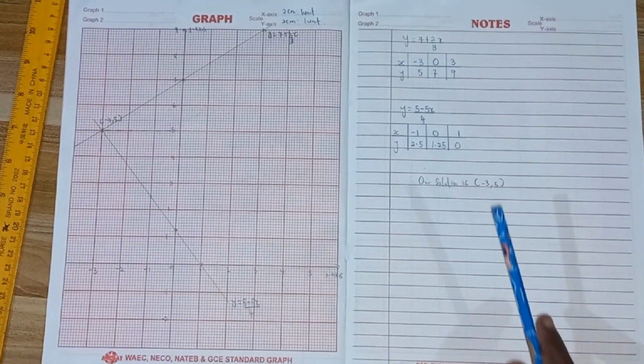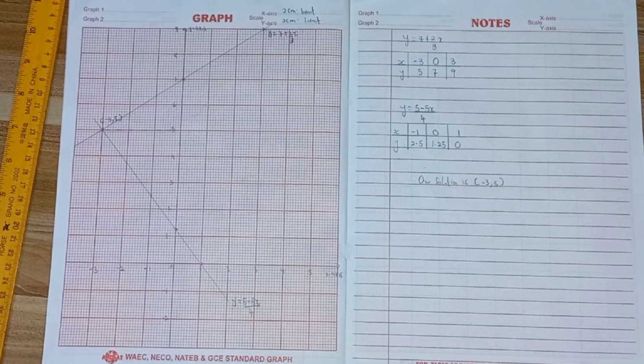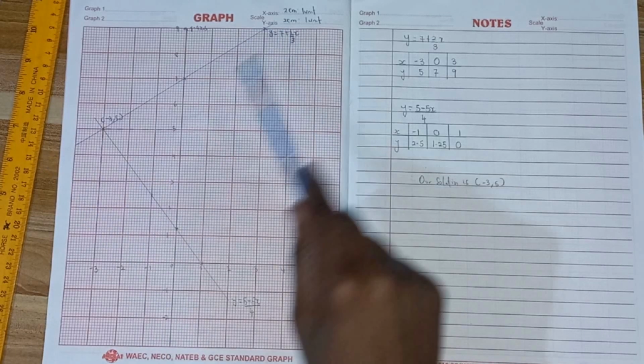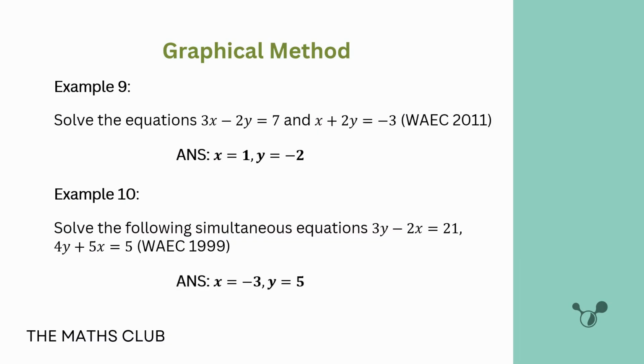So when x is equal to minus 3, y is 5. This is the solution to our linear graph. And because it's linear, you can see that it's just a straight line. Linear means straight line. So that's the solution to this particular question. You can see our x is minus 3 and our y is 5. So that's how you solve questions that relate to any of these methods.